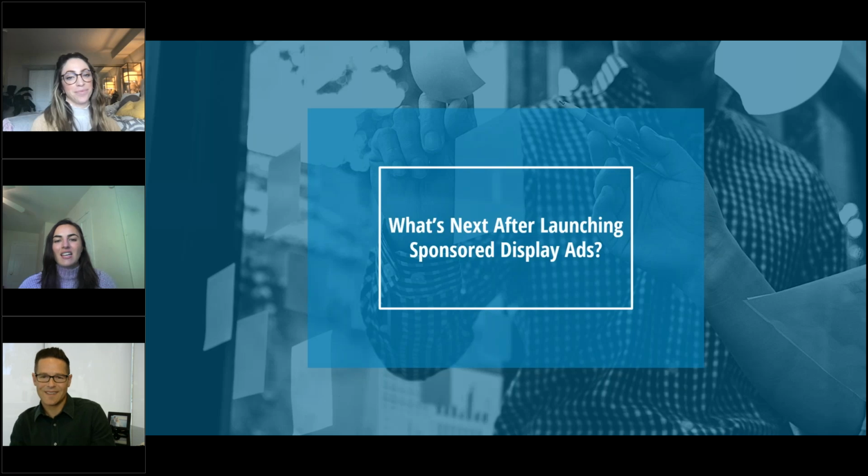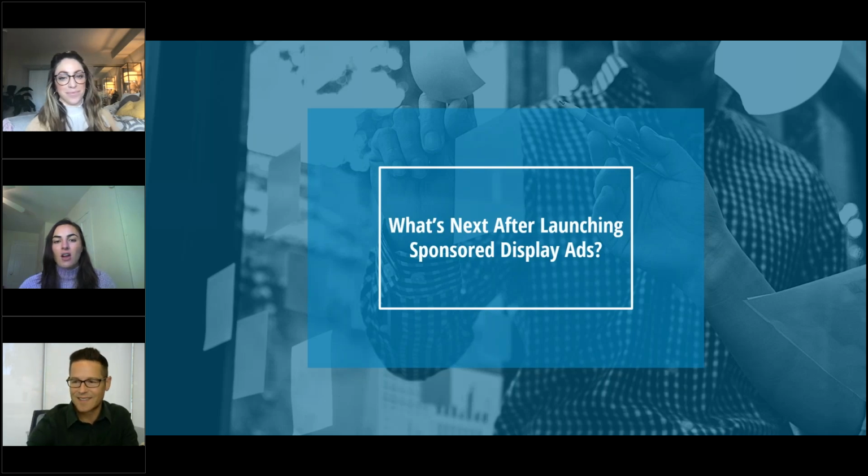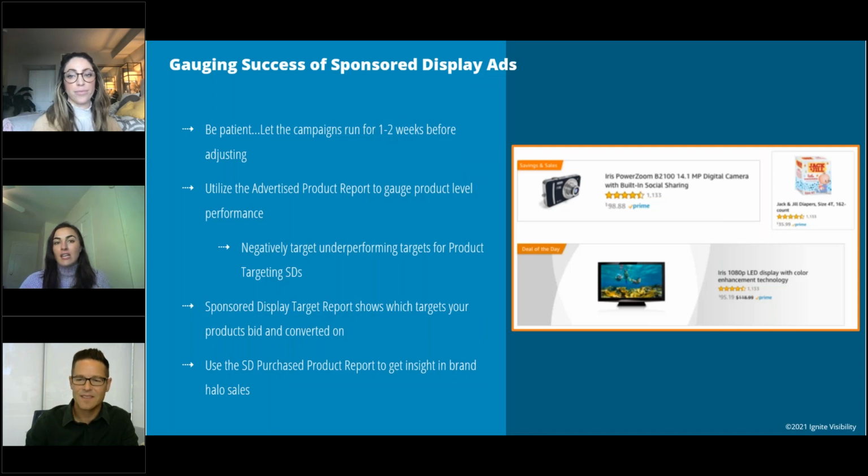Awesome. And then looking at what's next after you've launched a sponsored display ad. So it's crucial. You can move to the next slide, John. When launching any new campaign on Amazon, you typically want to let them run for about 1 to 2 weeks before making any major adjustments. This just ensures that you're letting the campaign run and begin to learn and adjust to Amazon's algorithm. So really not touching it or tweaking it too heavily before that 1 to 2 week period.